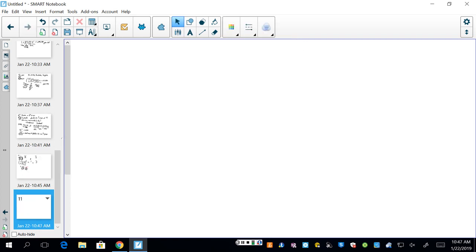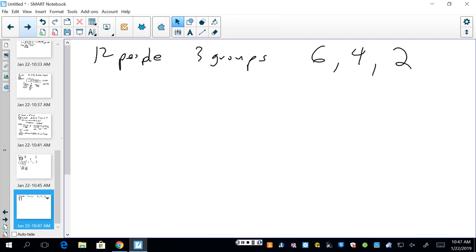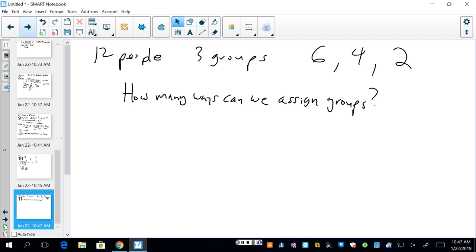Just to do a little modification of this, we have 12 people, and we're going to pick 3 groups. But the first one has 6, the next one has 4, and the next one has 2. There's different tasks. Right? How many ways can we assign groups? It's going to be a similar type of process. You can think of it as putting 12 people in line, calling the first 6 the first group, the next 4 the next group, and the next 2 is this group, which is 2.